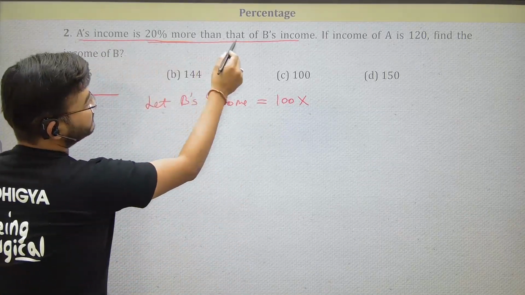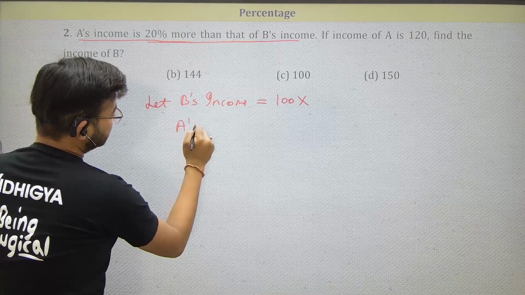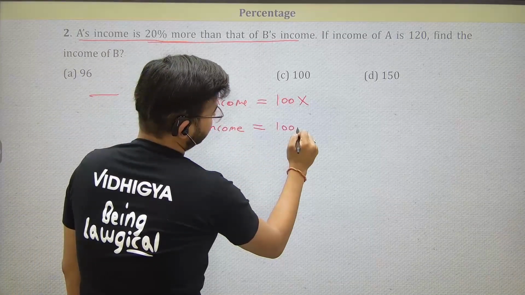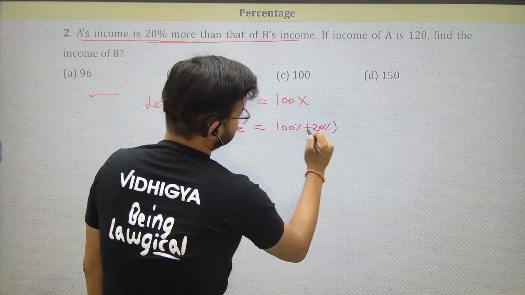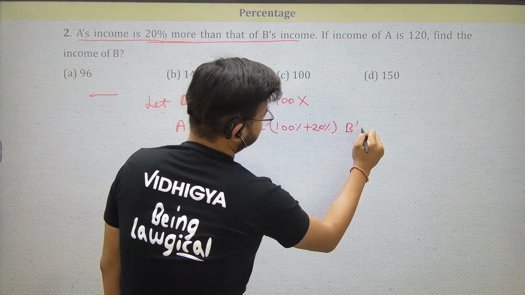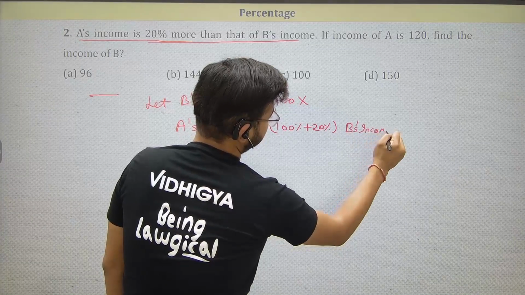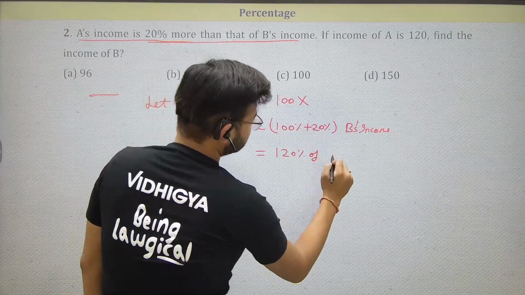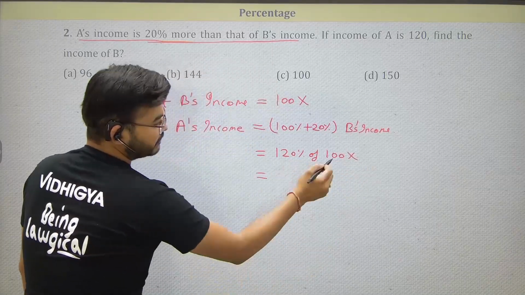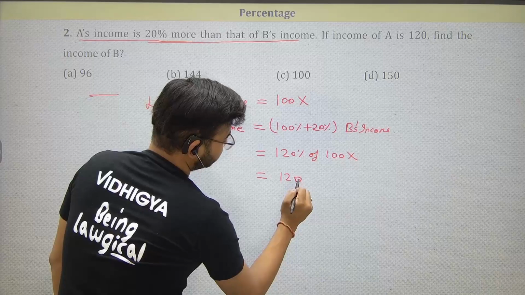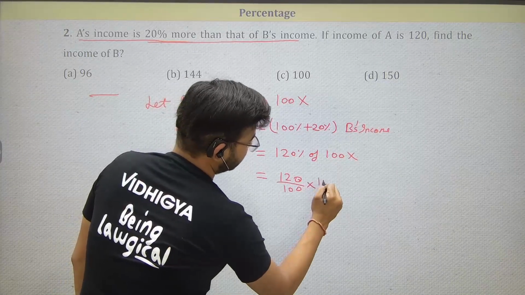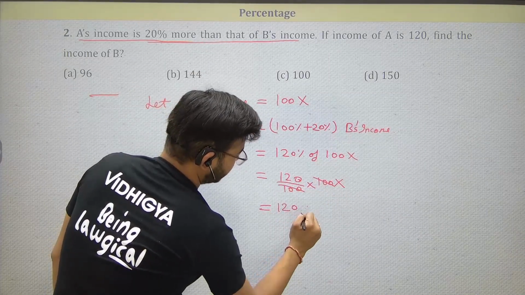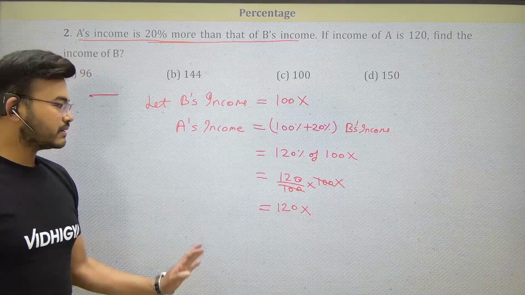Now, A's income is 20% more than B. So A's income will be 100% plus 20% of B's income. That becomes 120% of B's income, that is 100x. So 120% of 100x means 120 upon 100 into 100x. The 100 and 100 get cancelled. So this becomes 120x. So this is A's income.